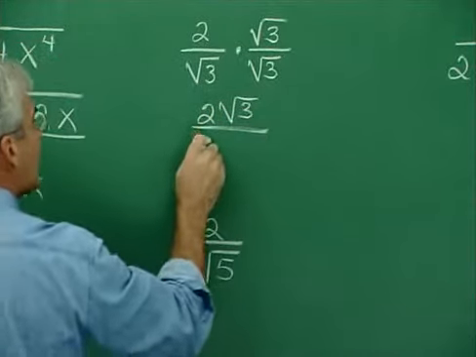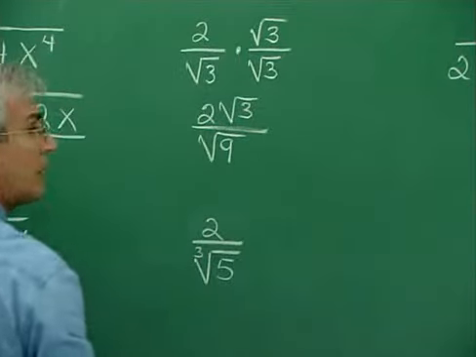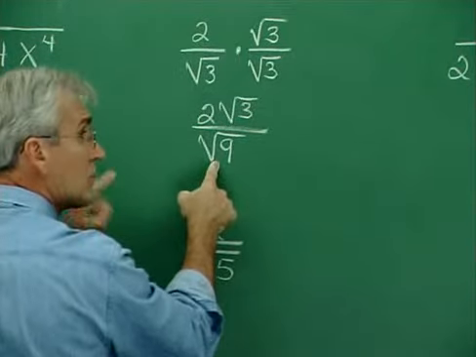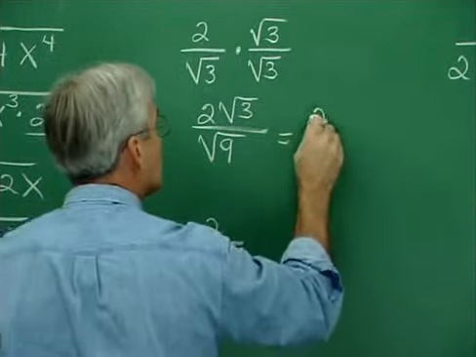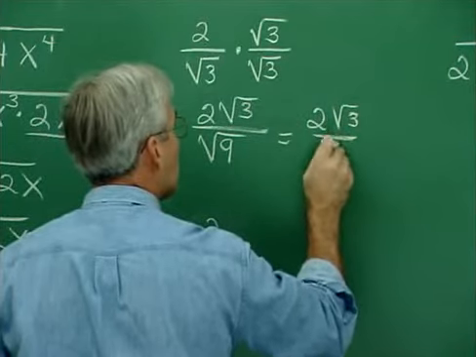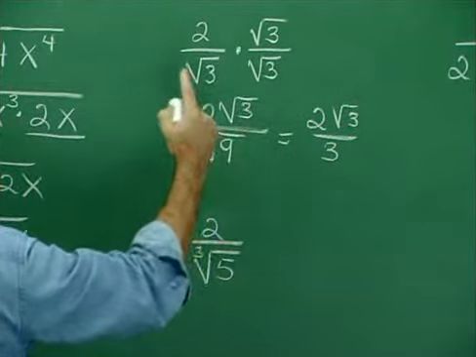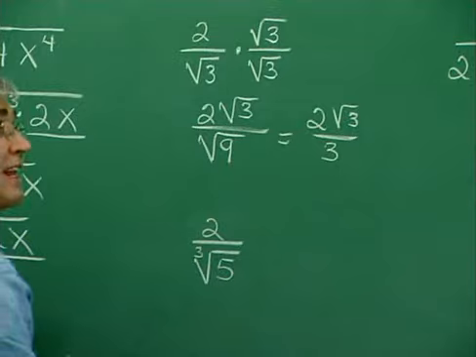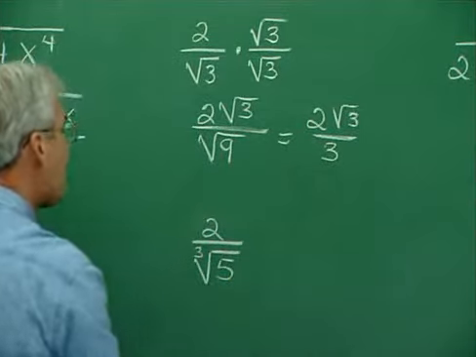In doing that, we have the square root of 9 in the denominator, but we can take the square root of 9, it's 3, and this then becomes 2 square root of 3 over 3. So this denominator has been rationalized. It has been removed from the denominator.